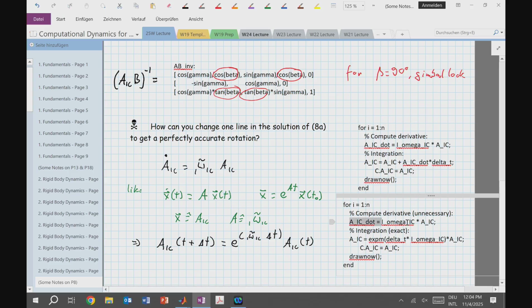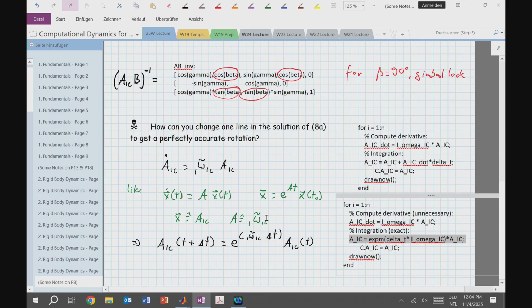And then this line up here is not even needed anymore. I don't need A IC dot in this expression because everything is directly based on omega tilde. But the challenge was to just change one line, that's why I left it in. So that's the only line you have to change. You're analytically solving the differential equation over one time step, with the solution coming from this matrix exponential. And for omega IC being constant, which it is in our case, this is now analytically exact.